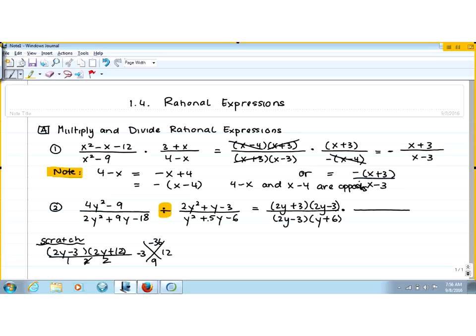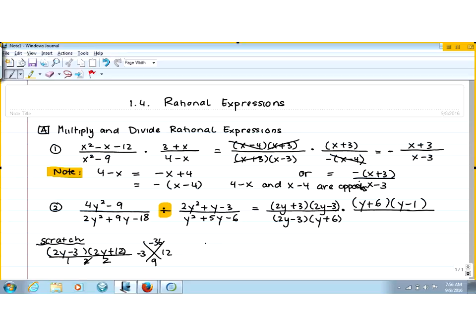Now, this is where we have to flip. So I'm going to put y squared plus 5y minus 6 on top. All right. So let's factor y squared plus 5y minus 6. So what is this? Y, what did you say? Y plus 6, y minus 1. That's right. So not y plus 2, y plus 3.